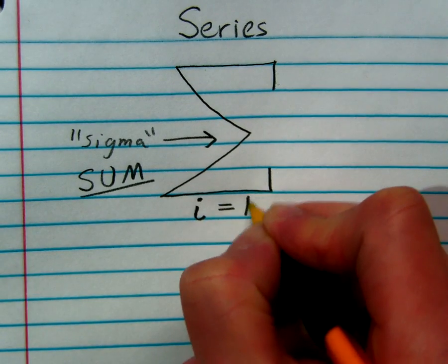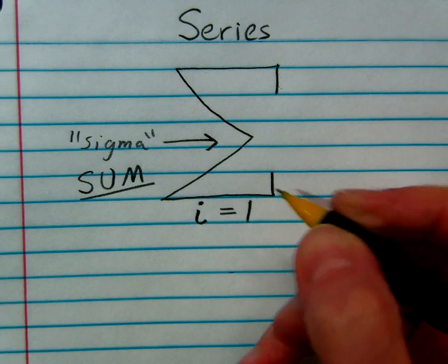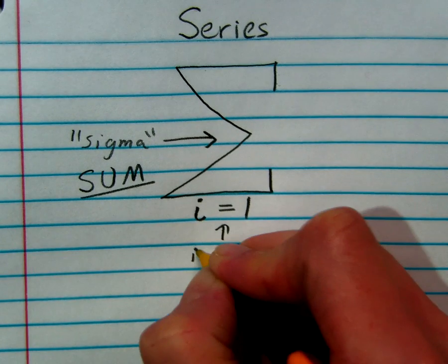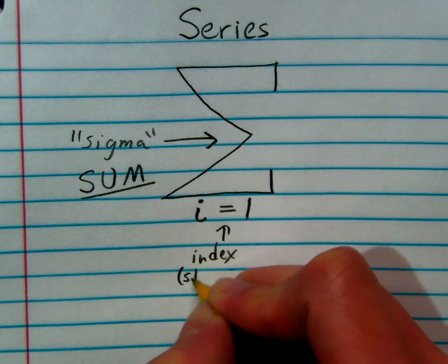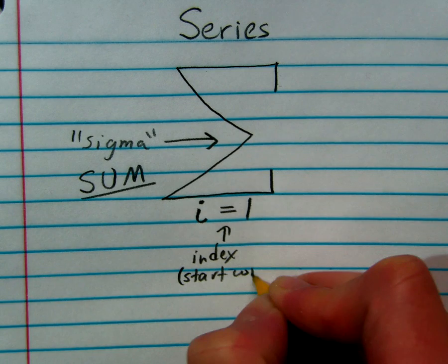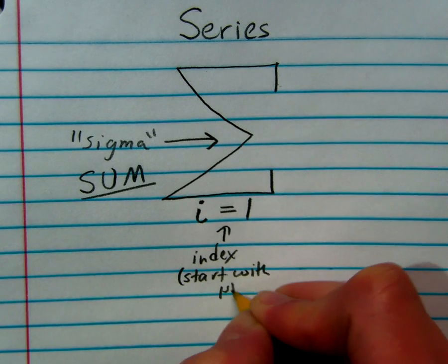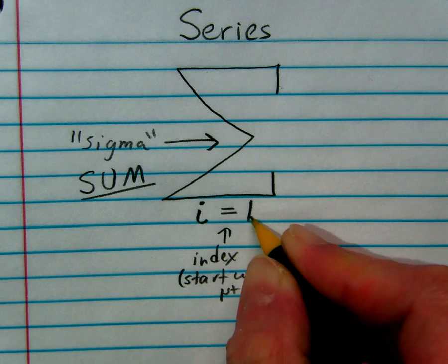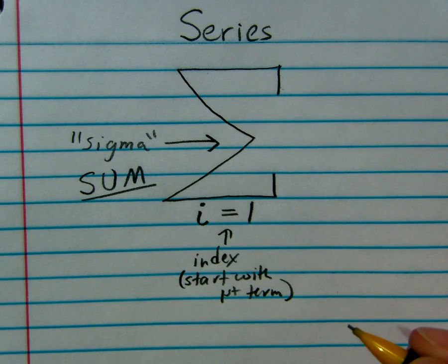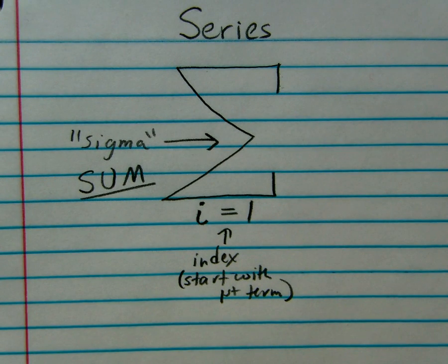And it will tell you what term to start with. And we call this the index. And basically on this one, if it's 1, it would be start with the first term. If it were a 2, it would be start with the second term, third term. It's going to tell you what part of the sequence that you want to add up.